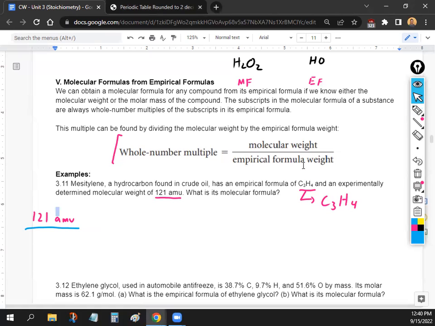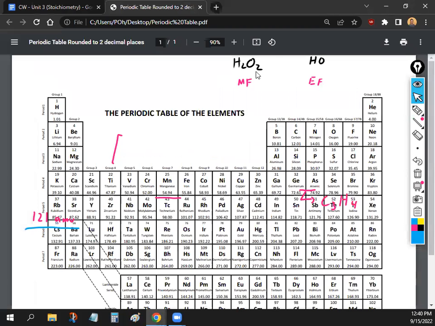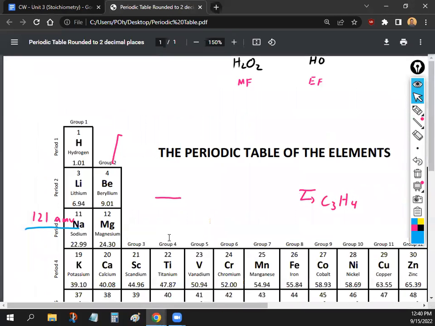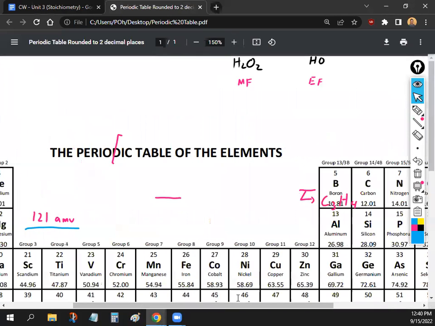So we got C3H4. And so carbon, we said, is going to be 12, right? Carbon has a molar mass of 12. You can just leave that. Let me write that.